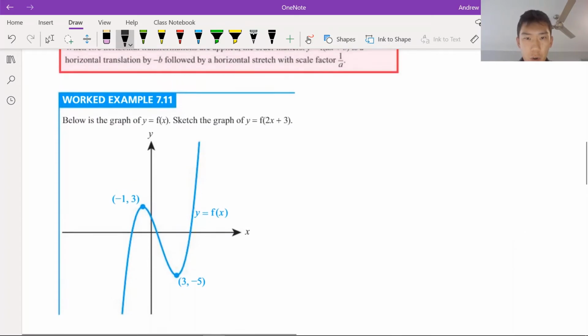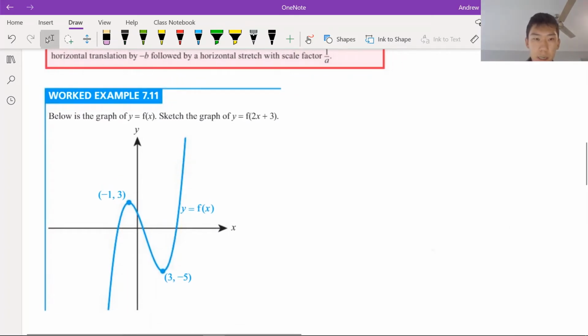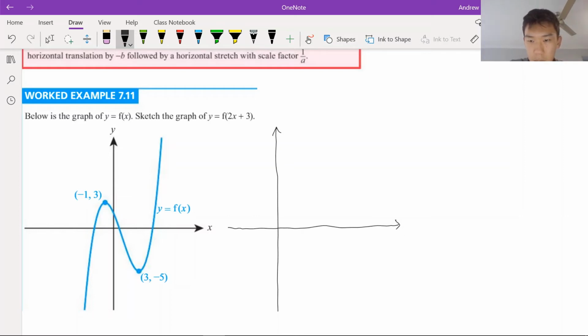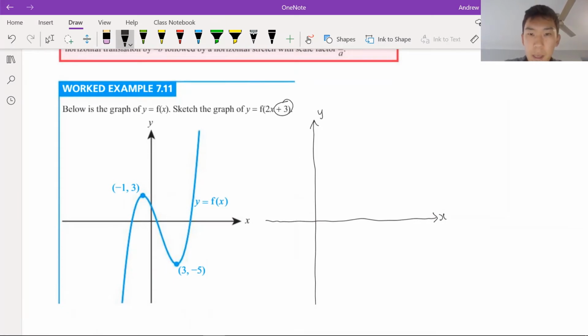Right, best to just show what this looks like. So I'll do this in a series of transformations. So draw up my axes. Okay, so the first thing I need to do, I see that my b is 3, so horizontal shift of -3, that means 3 to the left.